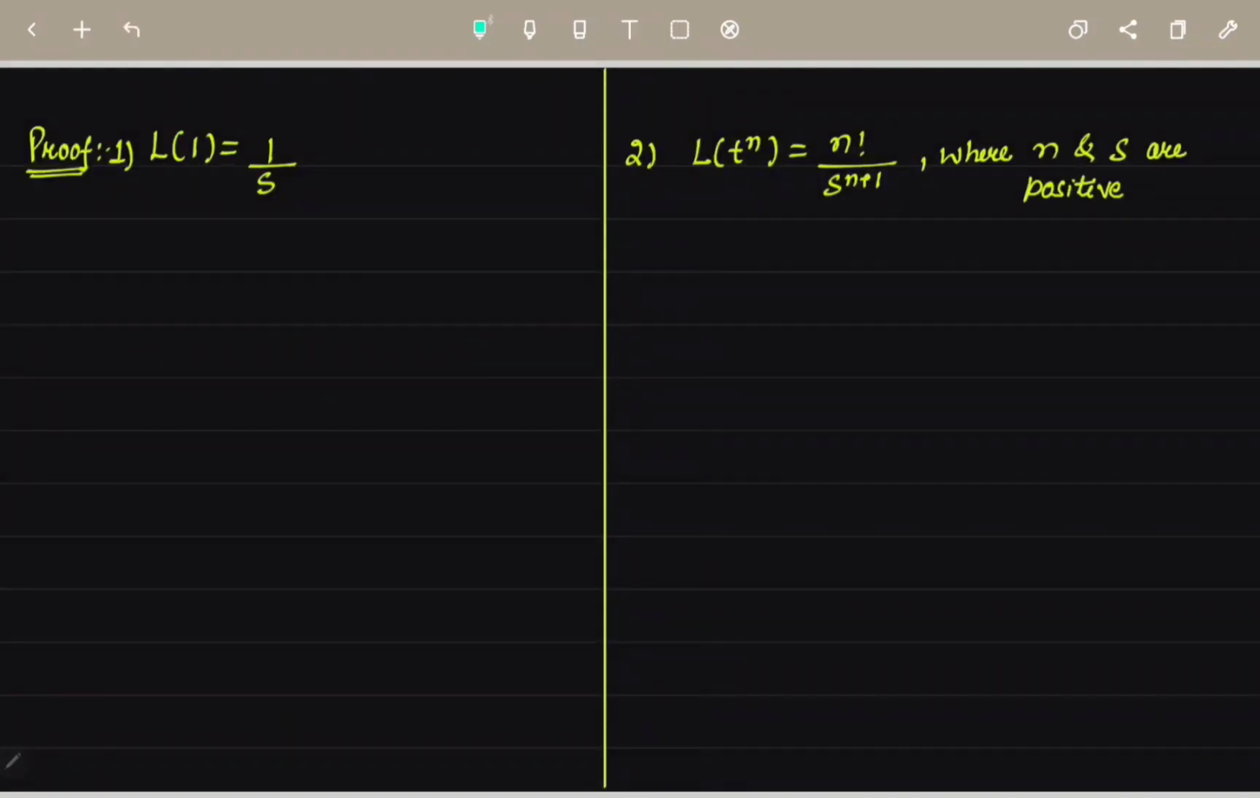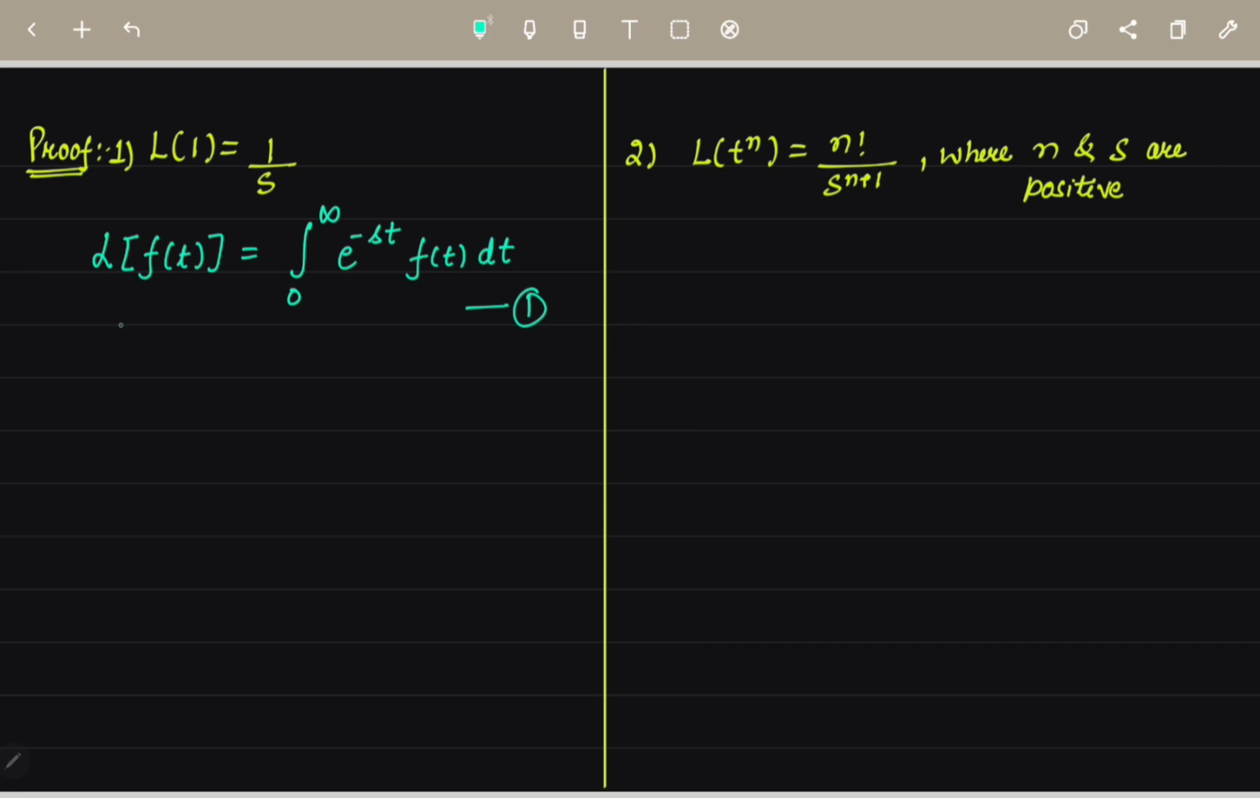Now I will solve these formulas. The first formula is that the Laplace transform of 1 is equal to 1 by s. By the definition, the Laplace transform of f(t) is equal to the integration from 0 to infinity of e raised to the power minus st times f(t) dt. Name it as equation number 1.